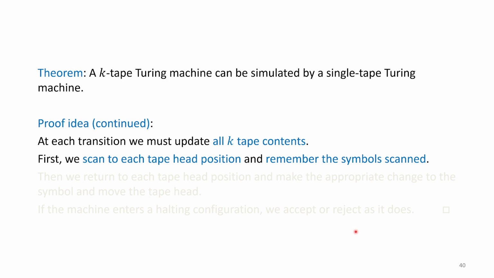Oh, you're scanning a 0. Okay, second tape head, what are you scanning? Oh, you're scanning a 1. Okay, third tape head, oh, you're on a blank. We keep doing that for all K tape heads, and now we remember what all of them are.